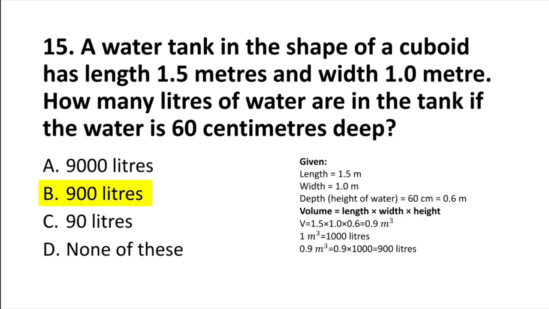Converting it into meters by dividing by 100, we got 0.6 meter. The volume of a cuboid is length multiplied by width multiplied by height. After substituting all the values, we got 0.9 meter cube. Now the options are given in liters, so 1 meter cube equals 1000 liters. So 0.9 meter cube equals 0.9 multiplied by 1000, which is 900 liters. Option B is correct.